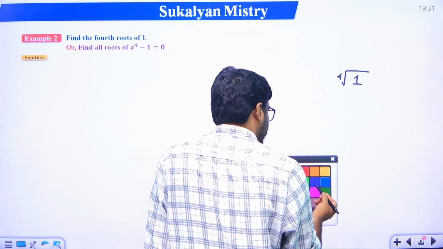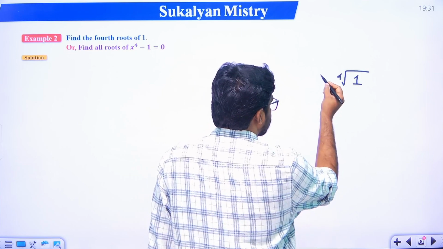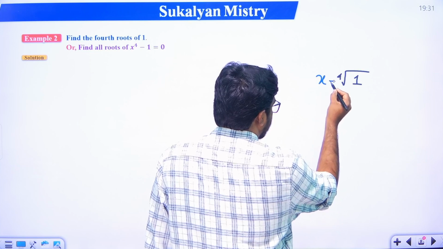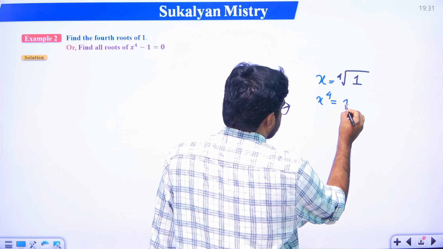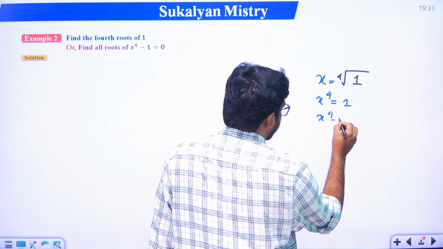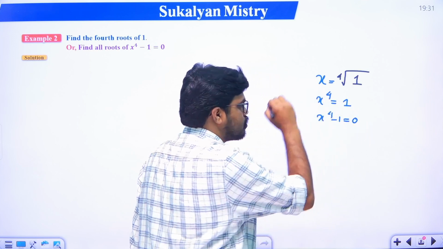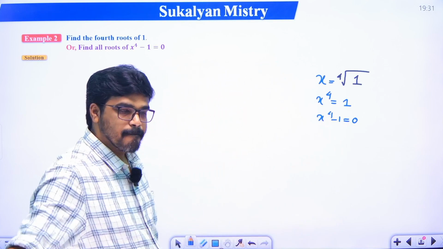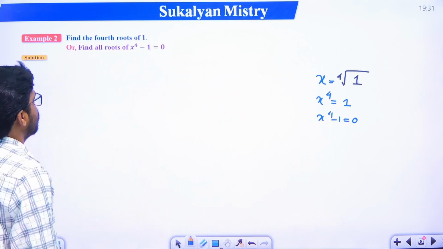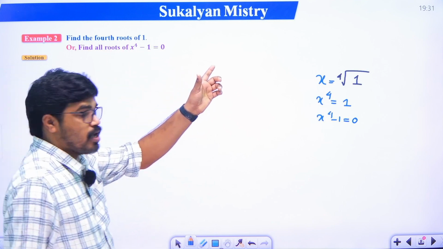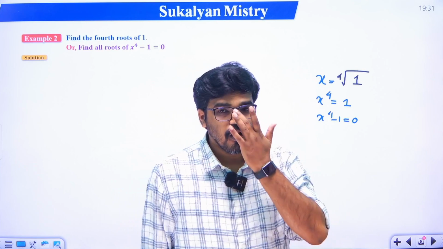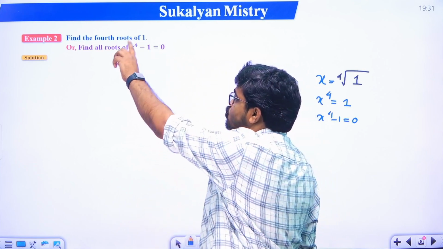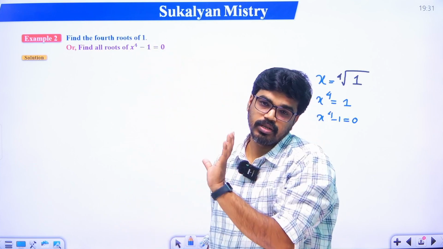You see, suppose x is equal to this, that means x to the power 4 is 1, that means x to the power 4 minus 1 is equal to 0. Getting my point? Okay. So these two problems are similar. Find the fourth roots of unity, or solve the equation x to the power 4 minus 1 is equal to 0, or find all roots of this equation. Similar.